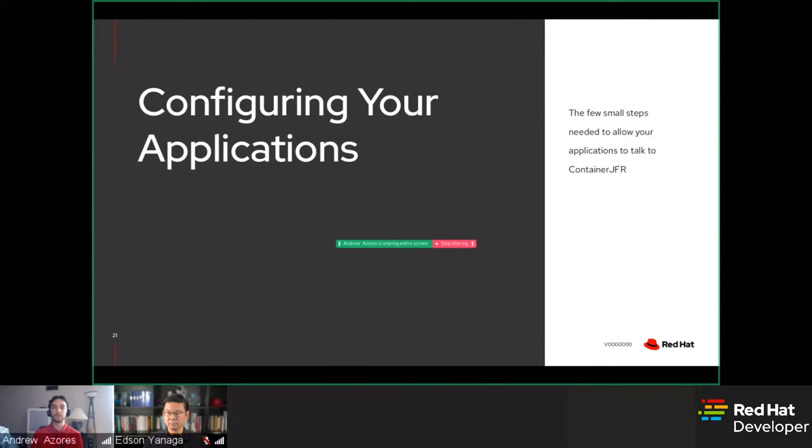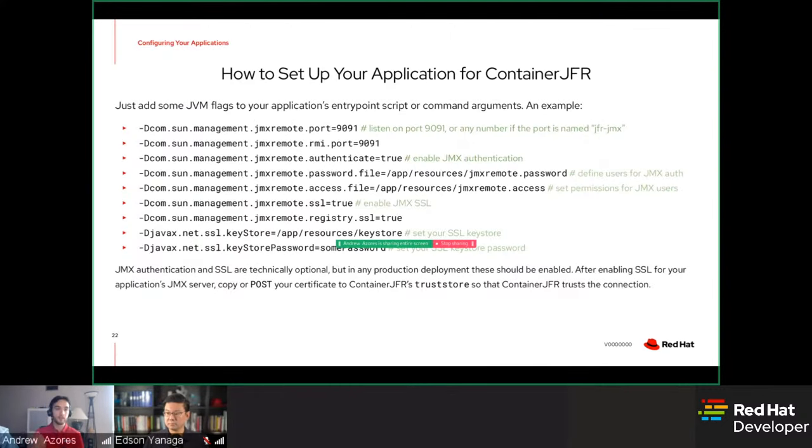And so how do you actually set that all up? Well, it's really not that hard. It's just some JVM flags. Some of these are technically optional, like the SSL and the authentication, but if you're doing this in production for an application you care about, you should definitely be enabling these things. Basically all the flags you might need are on the screen right now.